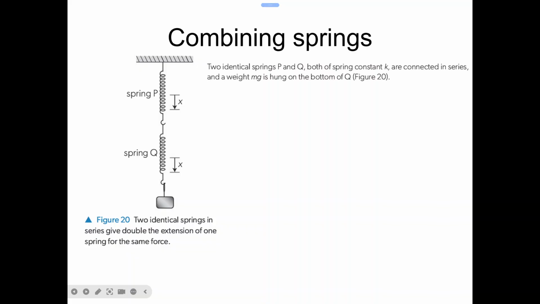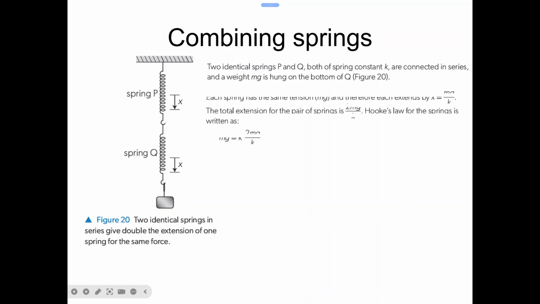So now 2 identical springs, P and Q, both have the same spring constant K, are connected in series, and a weight mg is held on the bottom of Q. Each spring has the same extension, and therefore each extends by x equal to mg divided by k. The total extension for the pair of springs is 2mg over k. Hooke's law for the system is thus mg equal to k prime times 2mg divided by k. Questions?